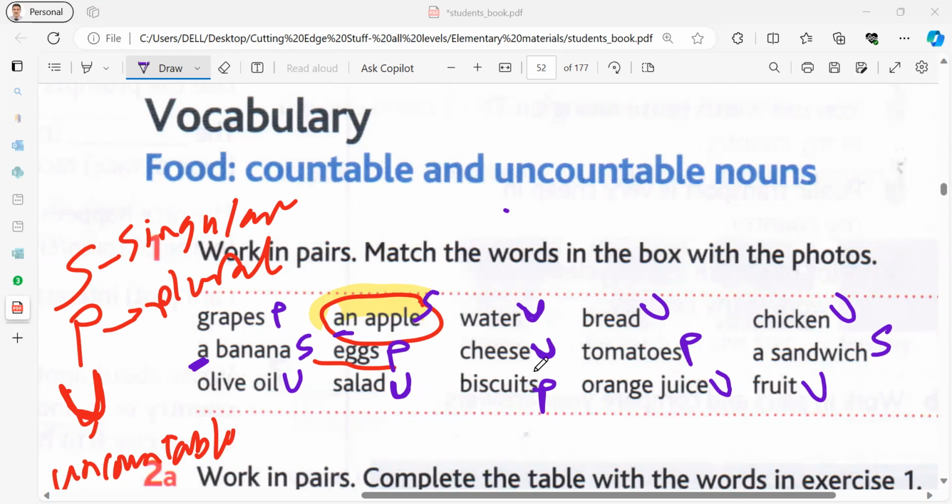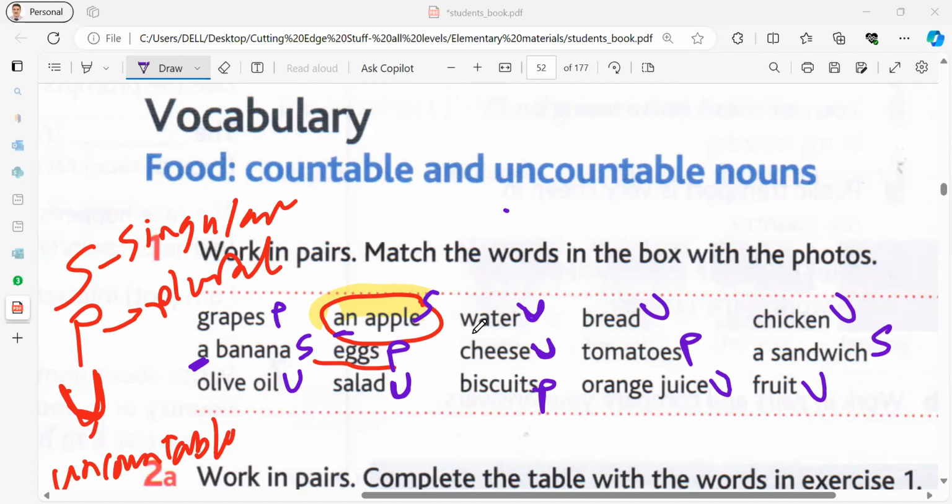Wow. So, did you notice, guys? All the uncountable nouns have no plural forms. Okay? Clear? Okay, Ibrahim, can you read the countable nouns again? Only countable nouns.